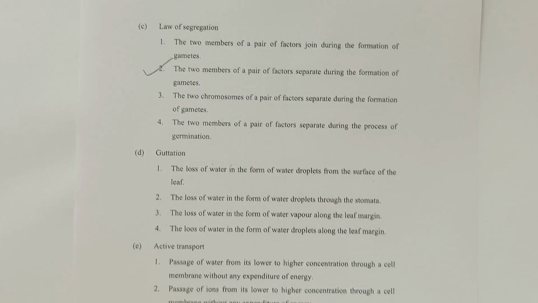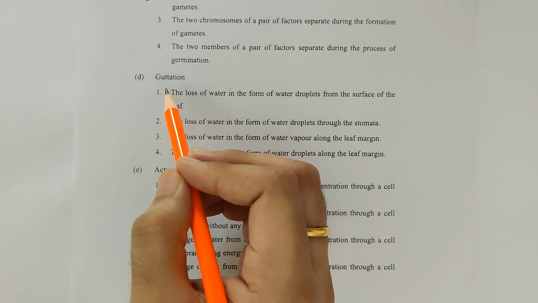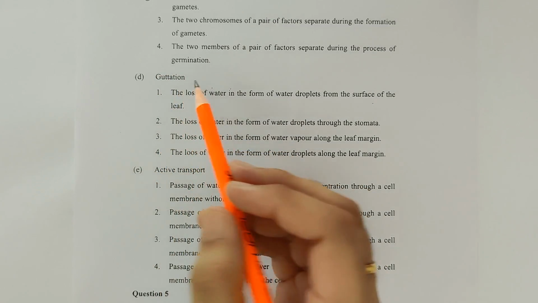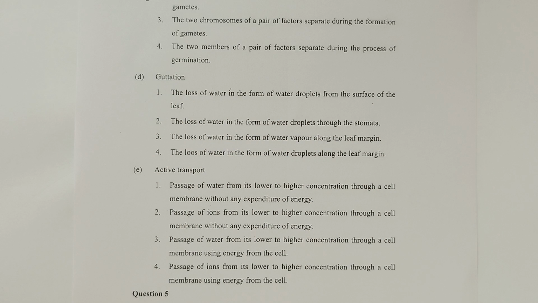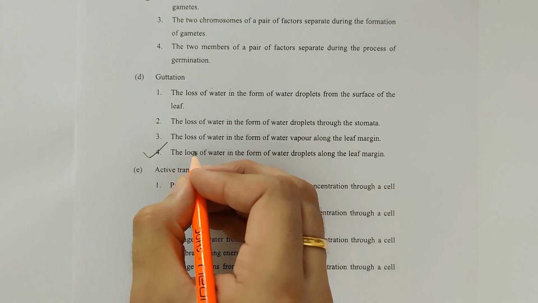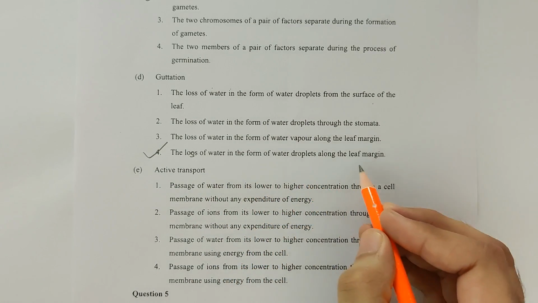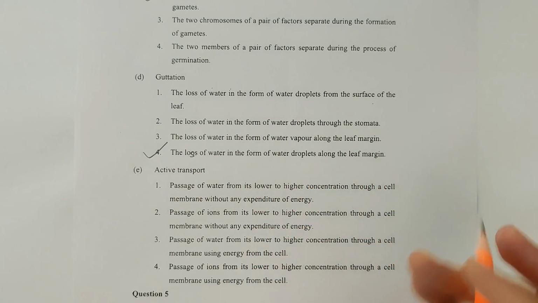Moving on to subpart D, we have guttation. So another question on guttation. Now guys, guttation is the loss of water droplets along the margin of the leaf. So option 4 will be correct, which is the loss of water in the form of water droplets along the leaf margins, that is hydathodes.